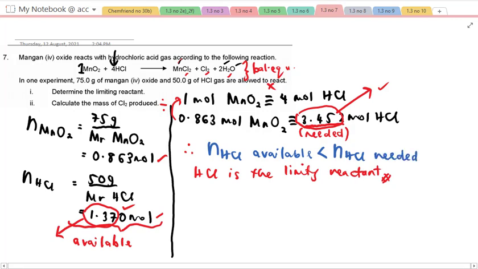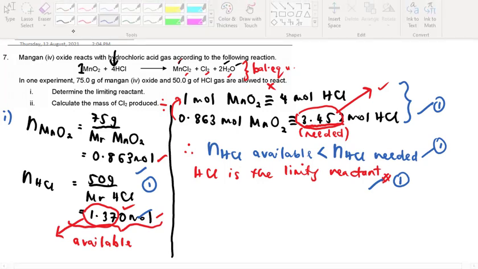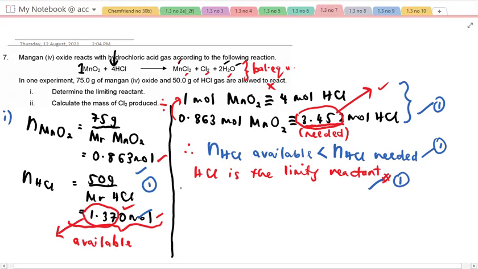Okay, then marks kat mana tau? Package of this both mole betul 1. The proportion is 1. You come with the statement limiting reactant ni satu lah kan. Okay. Compare mole 1. Then next, this is question Roman 1. Question Roman 2. Roman 2, you have to calculate the mass of Cl2 produced. So what is the mass of Cl2 produced here?